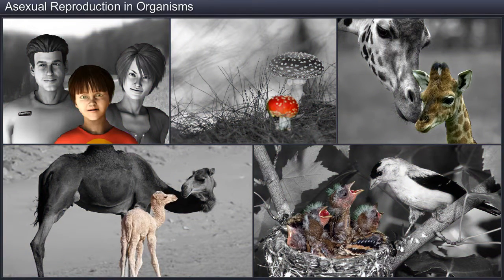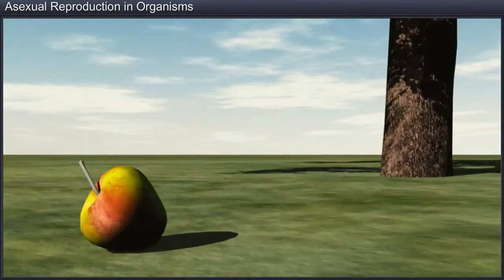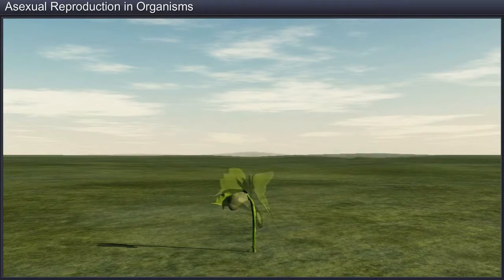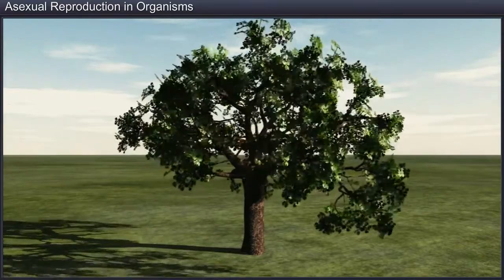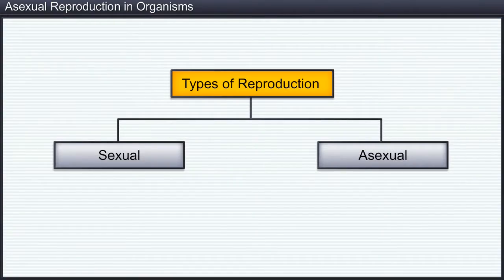That is, they give rise to offspring, which in turn grow and reproduce their own offspring of the same kind. This ensures survival of the species generation after generation. In living organisms, we see two types of reproduction: sexual and asexual.